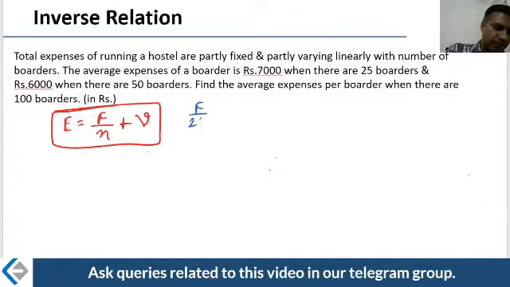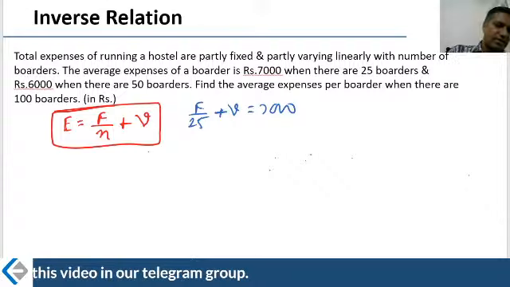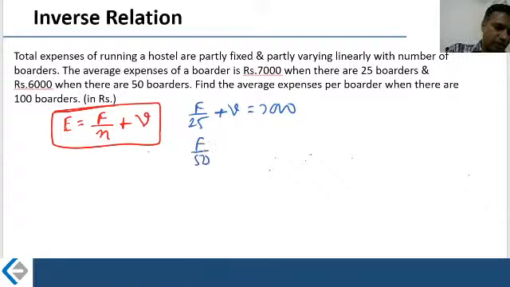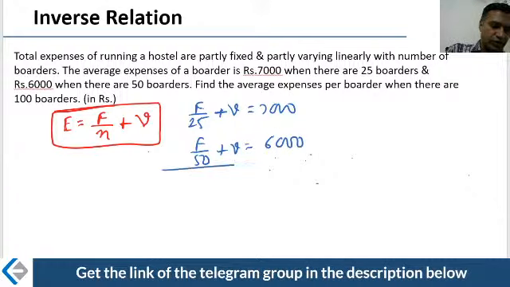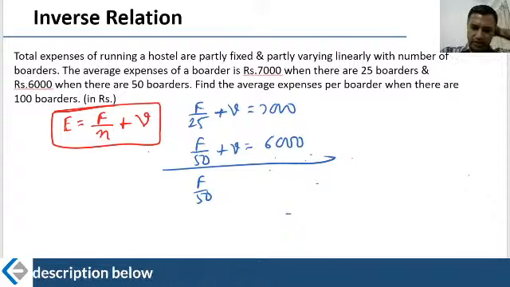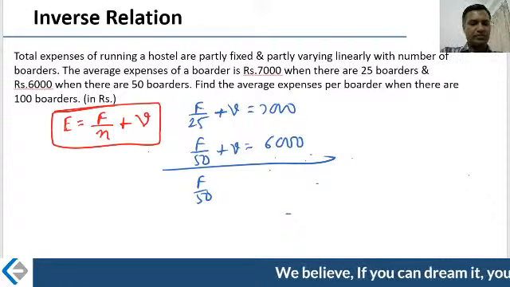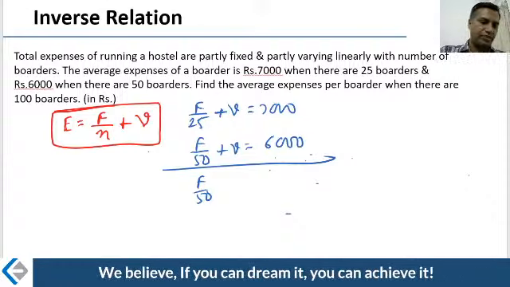F divided by 25 plus V is equal to 7,000, case 1. First equation. Second one, I'm writing on the other side: F divided by 50. Now there are 50 boarders. F divided by 50 plus V is equal to 6,000. Two equations, solve. Subtract the second equation from the first. Because the others are getting cancelled, F by 25 minus F by 50 becomes what, friends? Another F by 50. V and V got cancelled. Therefore, F by 50 is equal to 1000.